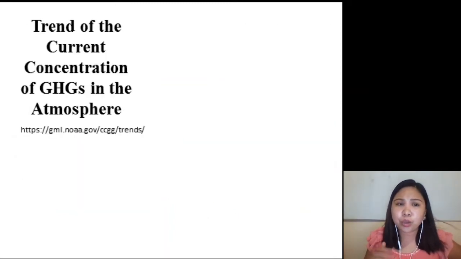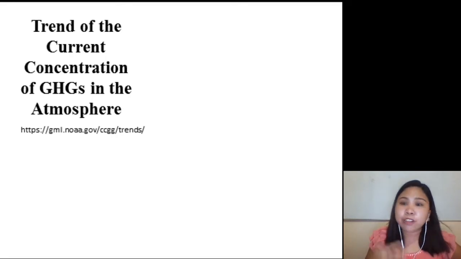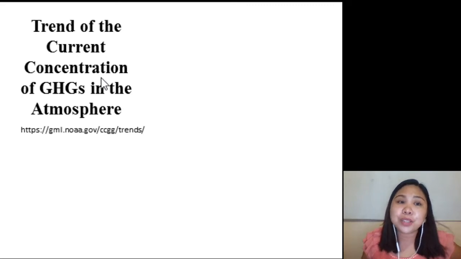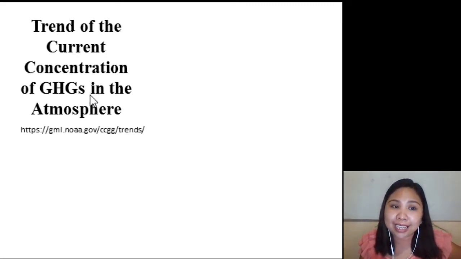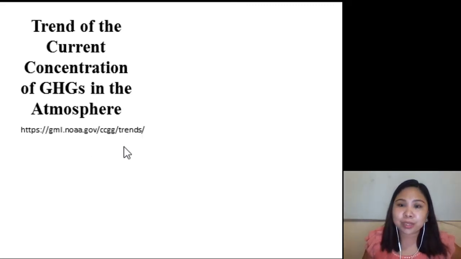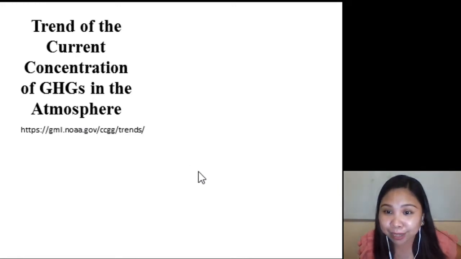So, I will show you a behavior over time graph showing the trend of the current concentration of greenhouse gases in the atmosphere. So these were taken from this website. So you can visit this to verify kung tama ba yung pinapakita ko sa inyo.